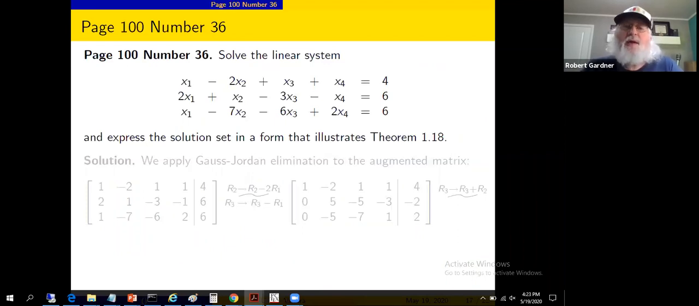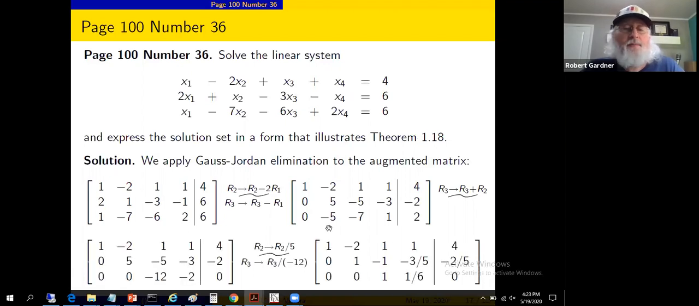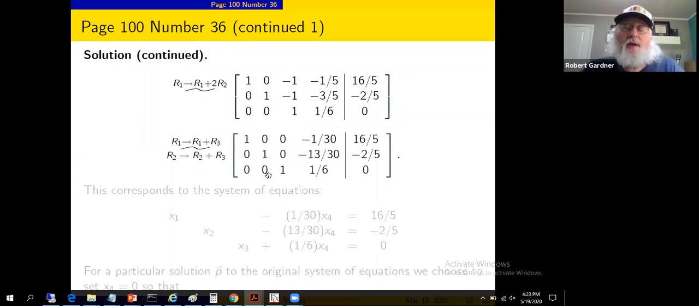All right, well, let's illustrate that thing we just saw with the particular solutions and the homogeneous solutions for this system of equations. The instructions are: solve this system and express the solution set in a form that illustrates Theorem 1.18, P plus H type answer. Okay, we'll make our augmented matrix. We'll row reduce, first column, excellent shape, work on the second column, work on the second column some more, second column, work on the third column. We look like we're in good shape to fix the third column, and there you go.